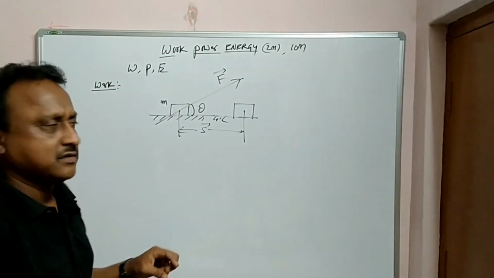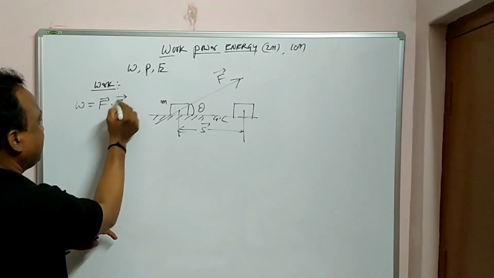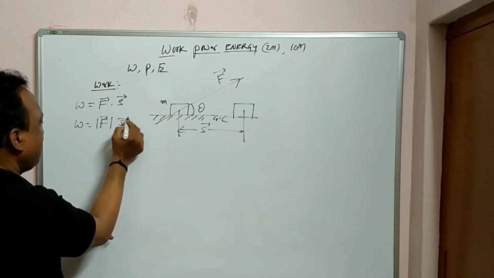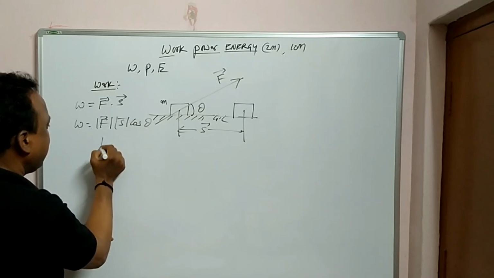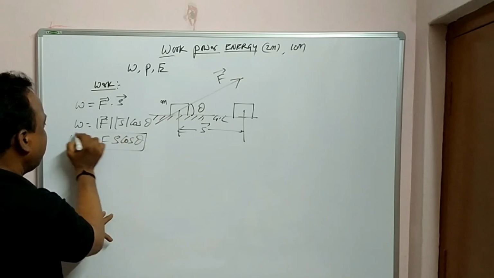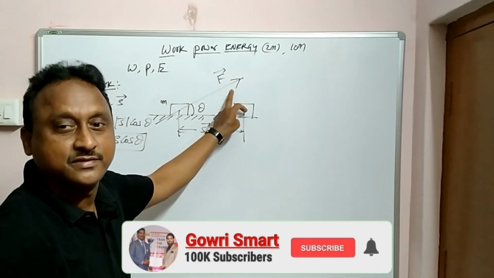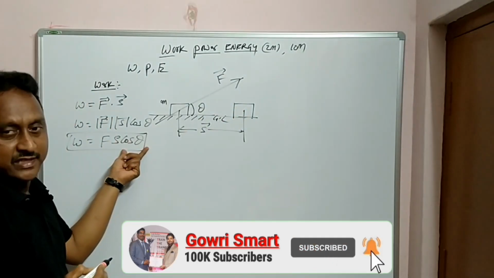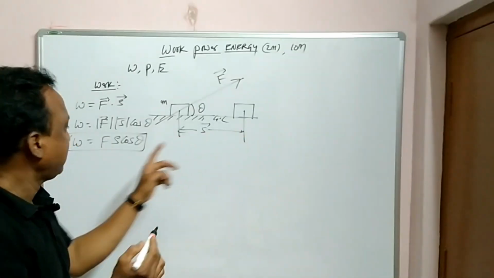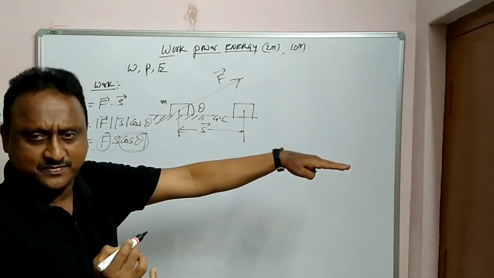Now what is work? So work can be expressed as the dot product of two vectors, that is F dot s, or you can see work is equal to mod F mod s into cos theta, or Fs cos theta. So this is the work done by the force. What is that one? Fs cos theta. Here F cos theta is the component along the direction of displacement.